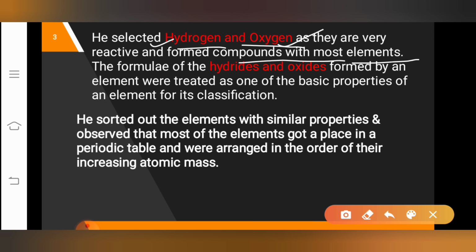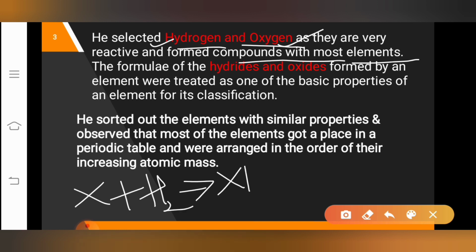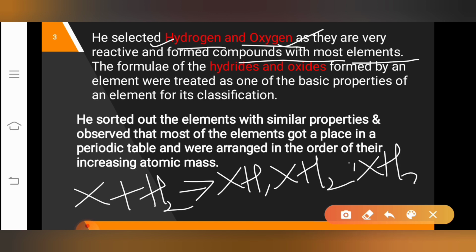Correct? So how are they forming the compounds with the elements? Let me give an example for you. Suppose the element is X. This X may be any element in the periodic table. If it is reacting with hydrogen, it may form a compound like XH. It can form a compound like XH2. It can form like XH3. It may be anything, it's an assumption. So it can form like this.